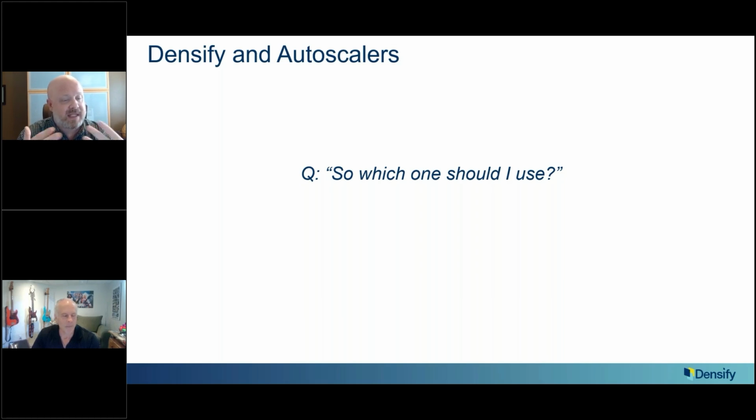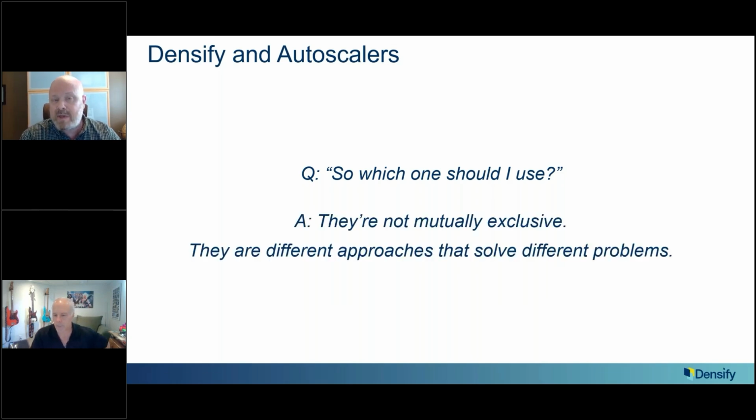That having been said, now let's tie it back to a little bit more about how this fits in with Densify and how autoscaling is different than optimization. So the question we received a lot is, well, which one of these should I use? Should I be using cluster autoscaler? Should I be using horizontal pod autoscaler? Or another question that I've received several times is, should I be using Densify or should I be using Karpenter to optimize my environment? And the answer is that they're not mutually exclusive.